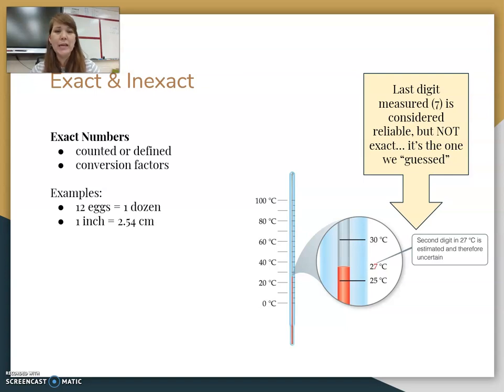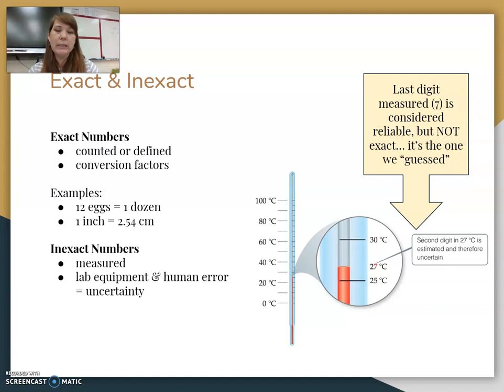So in chemistry, numbers mean something a little bit differently than sometimes portrayed in math classes. Numbers that we communicate in chemistry can either be exact or inexact. An exact number is something that is counted or defined. Mostly conversion factors that we're going to be using will be exact numbers. So for instance, 1 dozen is the same thing as 12 of an object. So that is an exact number. 1 inch equals 2.54 centimeters.